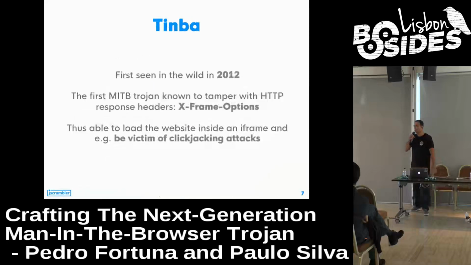The second one I would like to highlight is Tinba. It was first seen in 2012. And it's special because it was the very first one to tamper with HTTP headers. It actually only removed one very specific header, the X-Frame-Options, which allows the attacker to load the website inside an iframe, for instance. And then they can pursue and do a clickjacking attack against the website.